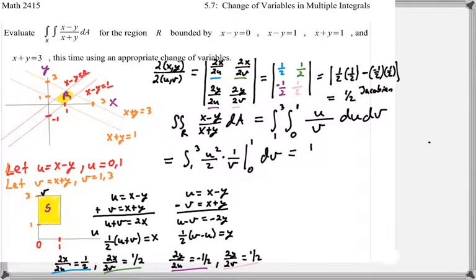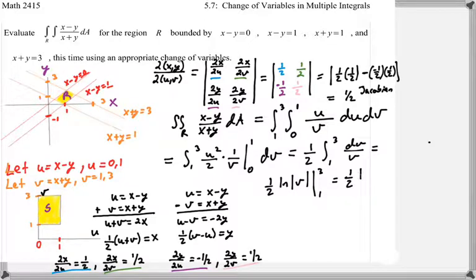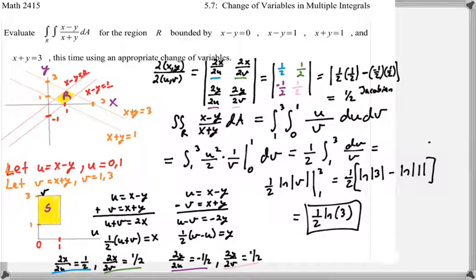So when we evaluate u from 0 to 1, that's just going to give us 1 squared over 2 minus 0 squared over 2, which is going to be 1/2. We'll slide the 1/2 out. We have the integral from 1 to 3 of dv over v, which is going to equal 1/2 ln absolute value of v. We're going to evaluate v from 1 to 3. So we have 1/2 times the quantity ln absolute value of 3 minus ln absolute value of 1, which is just going to be equal to 1/2 ln of 3. The natural log of 1 is going to be 0.